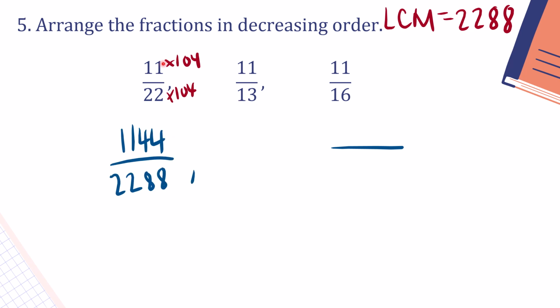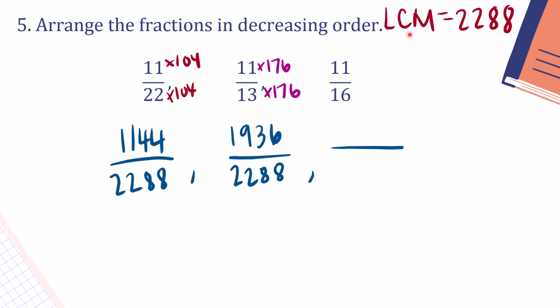Sorry, I got ahead of myself. Once you multiply 11 times 104, that gives you 1,144 over 2288. Now I'm going to do the same thing for 11 over 13. I have to multiply by 176 there. That gives me 1,936 over 2288. Then I'm doing the same thing on 11 over 16. I did 2288 divided by 16 to figure out what I need to multiply by. So I have to multiply by 143. Once I do that multiplication, I get 1573 over 2288.